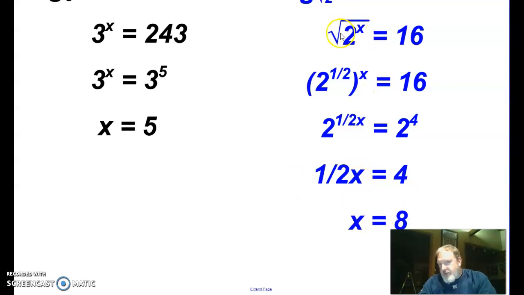So again, we just change the square root to the 1/2 power, and then we can multiply right there. That's where the 1/2 x came into play. And 16 is 2 to the 4th. Set the exponents equal and solve.